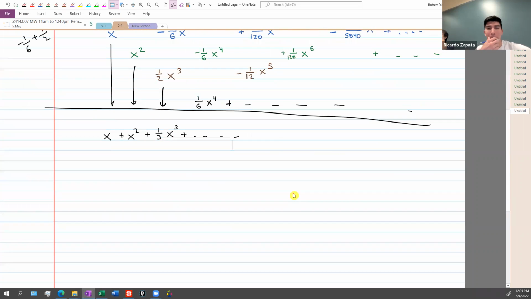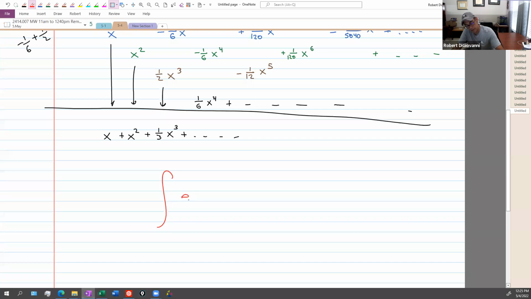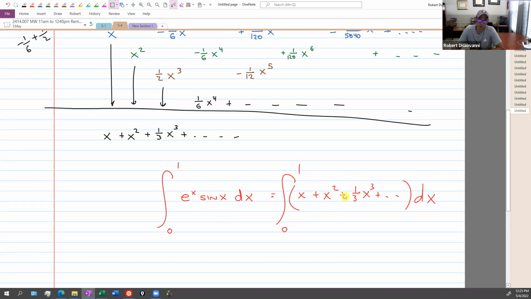Yeah. So what's cool about this is this. If I wanted to integrate e to the x sine x now, I could just integrate x plus x squared plus 1/3 x cubed, right? And that would be kind of an approximation. The further I go out, it would be exact, but I wouldn't have to do integration by parts or anything like that, especially if you gave me some limits of integration, right? 0 to 1, man, then I'm ready to roll because I don't mind plugging 0 and 1 into this. So it makes it better.